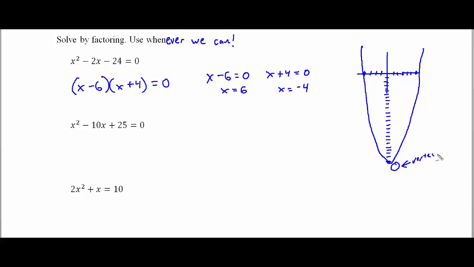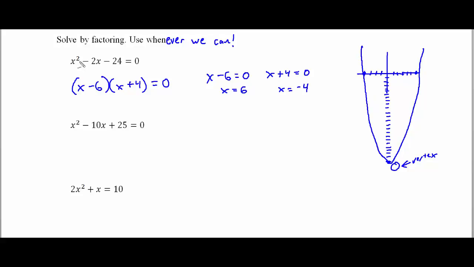We're going to learn about the vertex later on, but I want to give you an idea about what we're actually doing here. We're actually finding the zeros of the formula, where the graph hits the ground. This parabola goes down to negative 24 on the y-axis, and it hits the x-axis at 6 and at negative 4. We're going to learn graphing later, but this is actually what we're doing.